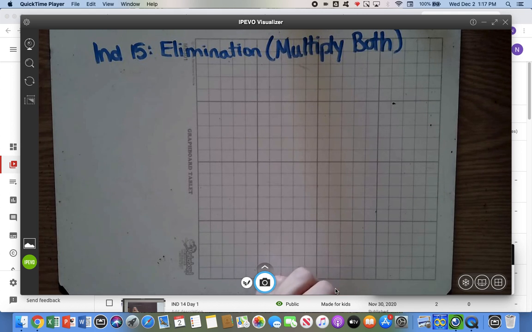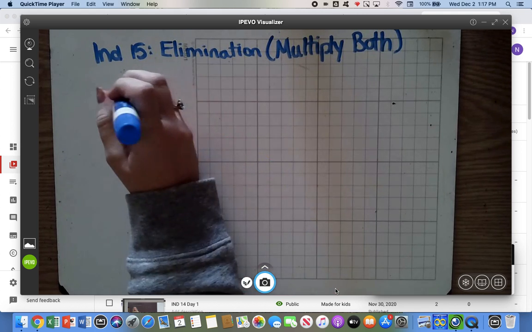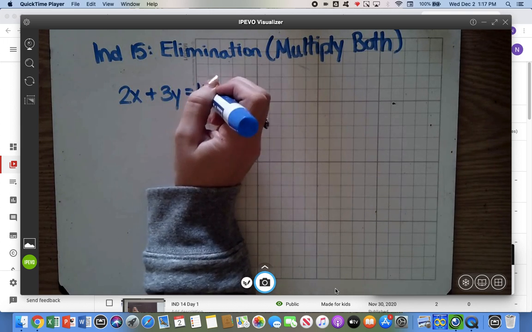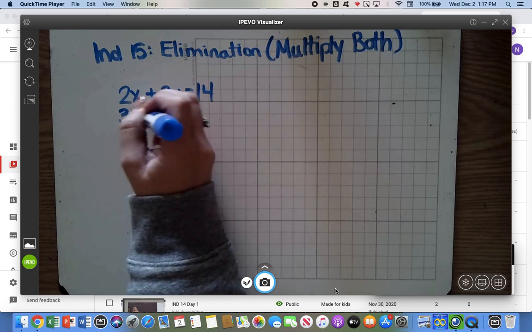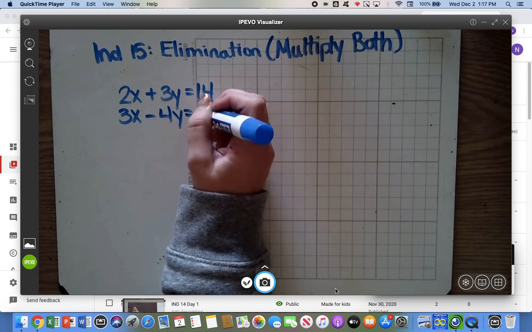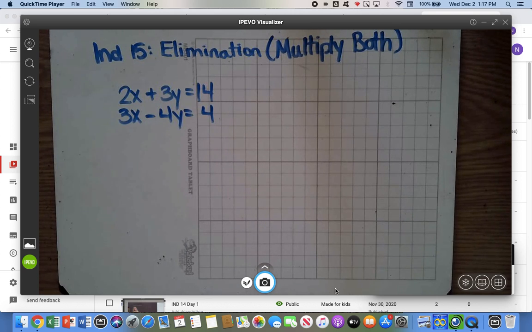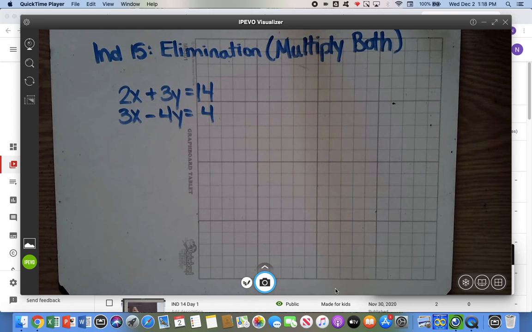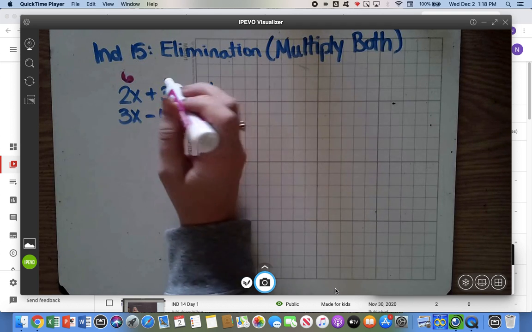So let's take a look at an equation that's not too bad to solve. All right, here we go. So we have to ask ourselves, do 2 and 3 eliminate? They don't go into each other, neither do 3 and 4. So we just have to ask ourselves a question. What's a number that 2 and 3 both go into? And the answer is 6. What's a number that 3 and 4 both go into for the y's? And the answer is 12.